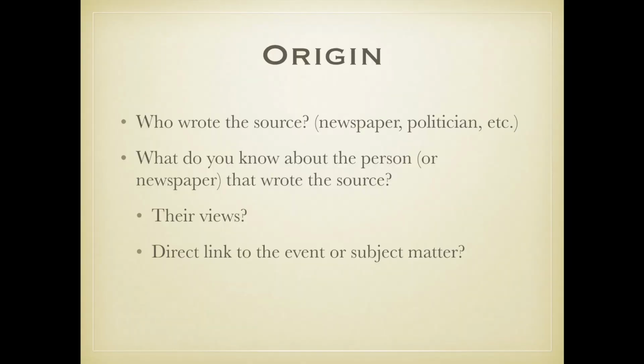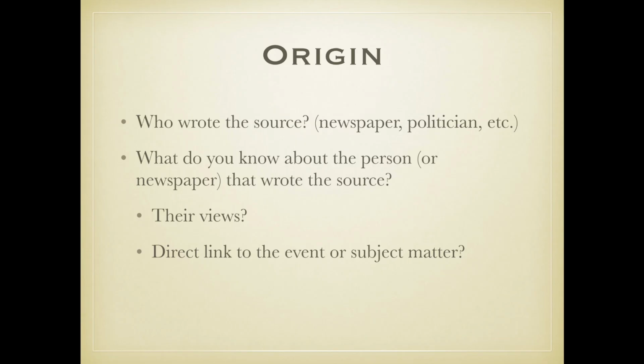So the first thing you need to look at when you're assessing reliability is the origin of the source. In other words, where did the source come from? Who wrote the source? Now, you're not always going to be given an author. If it's a newspaper article, you're probably just going to be given the name of the newspaper or the location of the newspaper. And that would be all the information you would really need there, because that would take us on to our next part of this.